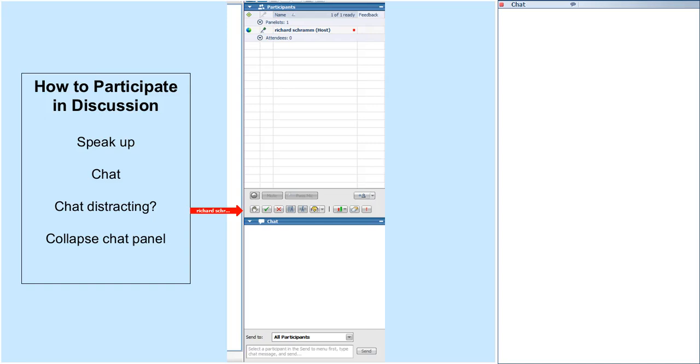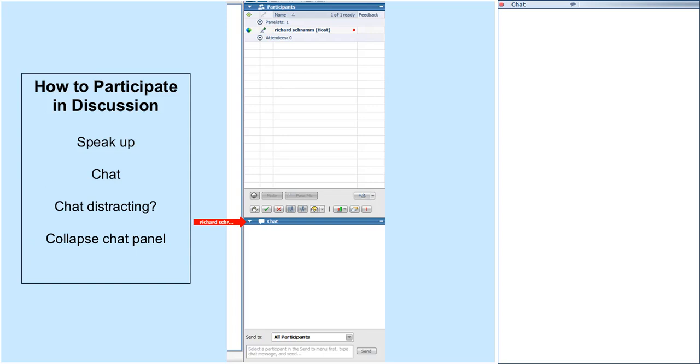Now, you can also participate by chat, and if you want to chat, put your cursor in the chat box that I'm indicating right now, type your message, and hit the send button right here. Once you've done that, your chat message will appear in the chat box above it. Now, if the chat is distracting you, and it will scroll by rather quickly if there's a lot of chat, then you can click on the arrow that I'm pointing to right now, and that will close the chat panel.